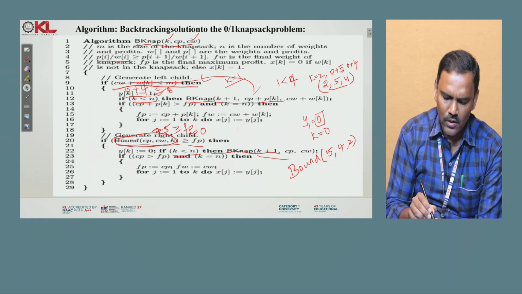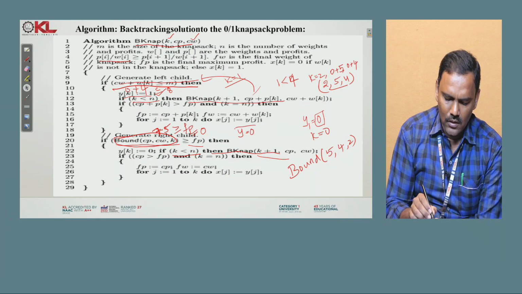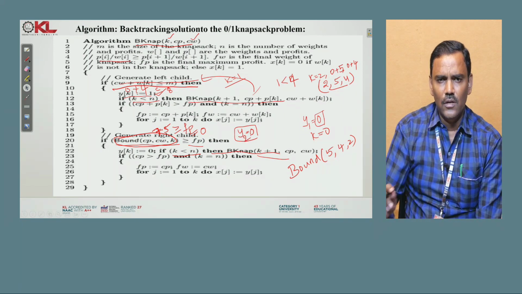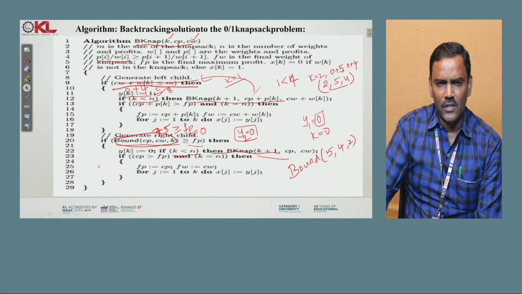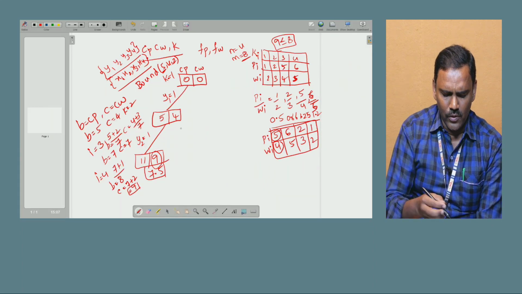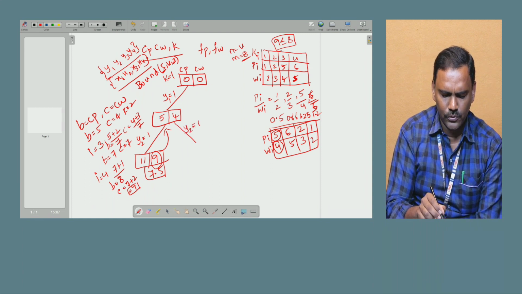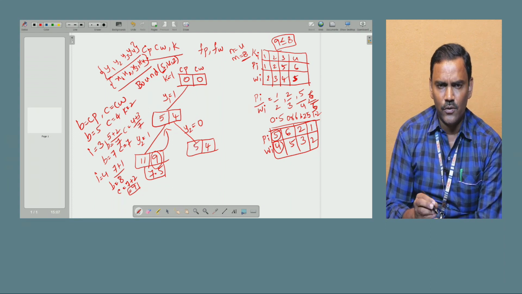Then we are going to be backtracking and considering the y value. Here the y of k, that means the y of 2 you are going to be taking. Then you are going to backtrack and generate the right child. That is a very important one in this concept. Now we are going back and we are going to be generating y equal to 0. Then you are not considering this node, so the same profit and value are going to be there.